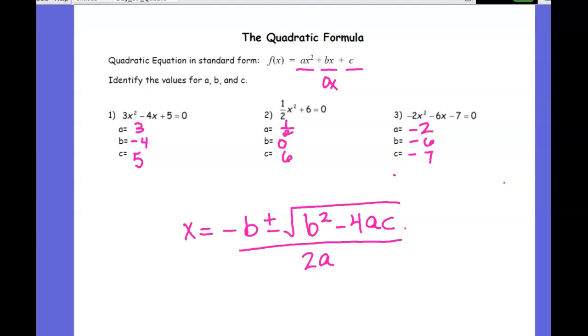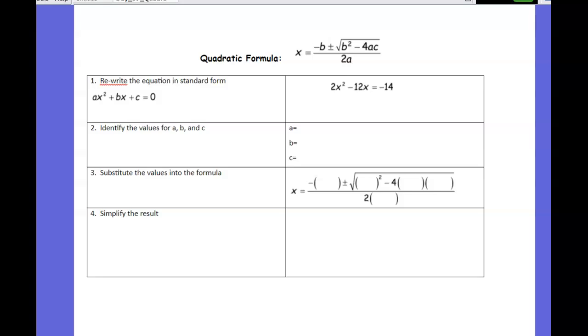Now, this formula will give you either 0, 1, or 2 solutions. You don't have to memorize the formula. We used to have to memorize it, but you are given it, especially when you take your SOL, you'll have that given to you. So let's look at an example.